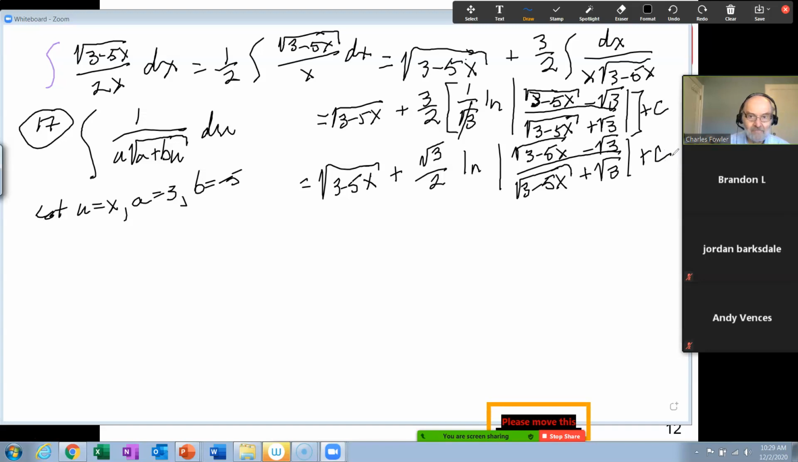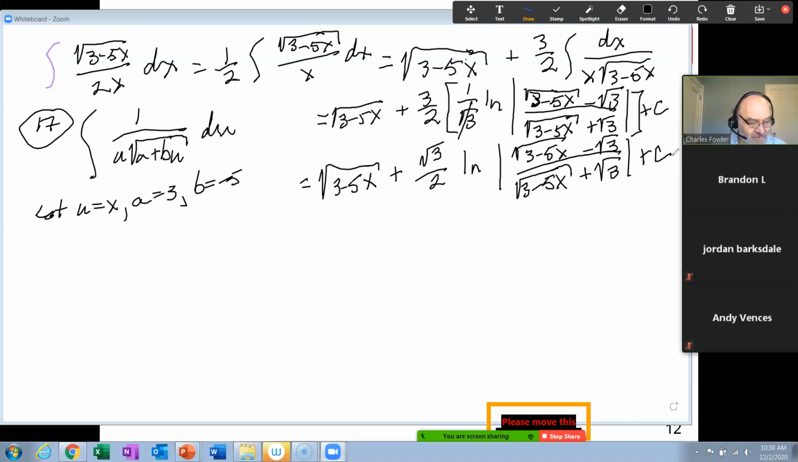All right, that I think is the answer. Let's see what the book got. Square root of 3 minus 5x, check. Plus square root of 3 over 2, check. Times the natural log of square root of 3 minus 5x minus root 3 over square root of 3 minus 5x plus root 3. Close absolute value bar for the log, and then add a c. Got it. All right, so there is example 5. Kind of a really big pain in the neck, but it is doable.